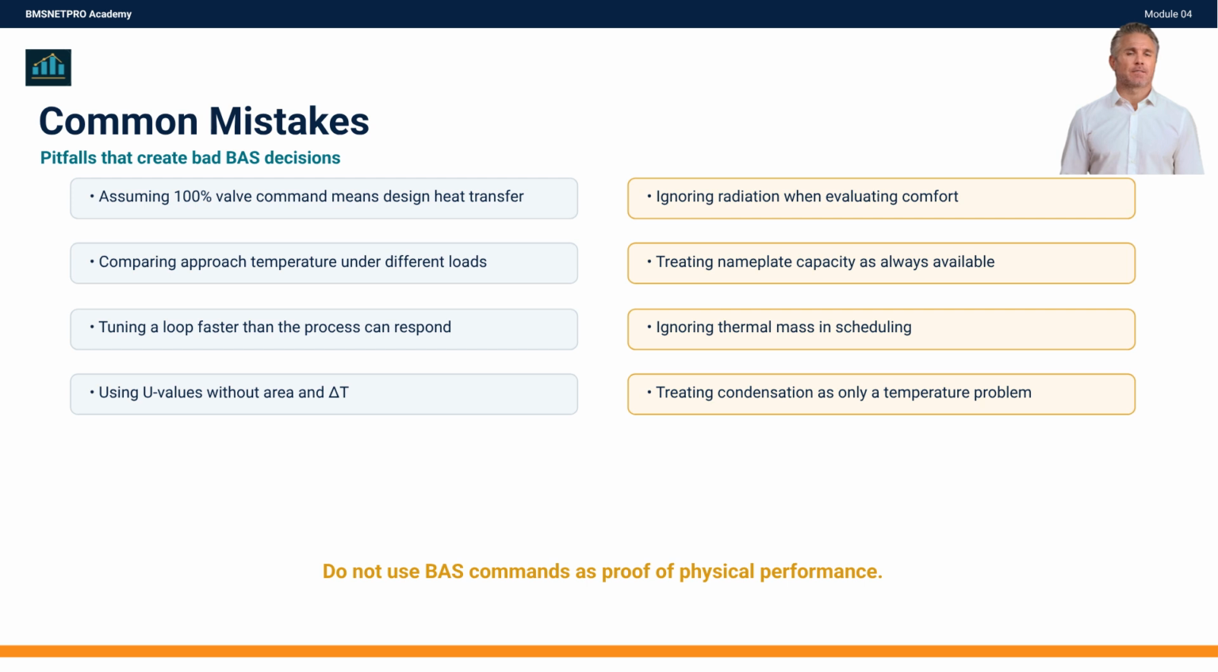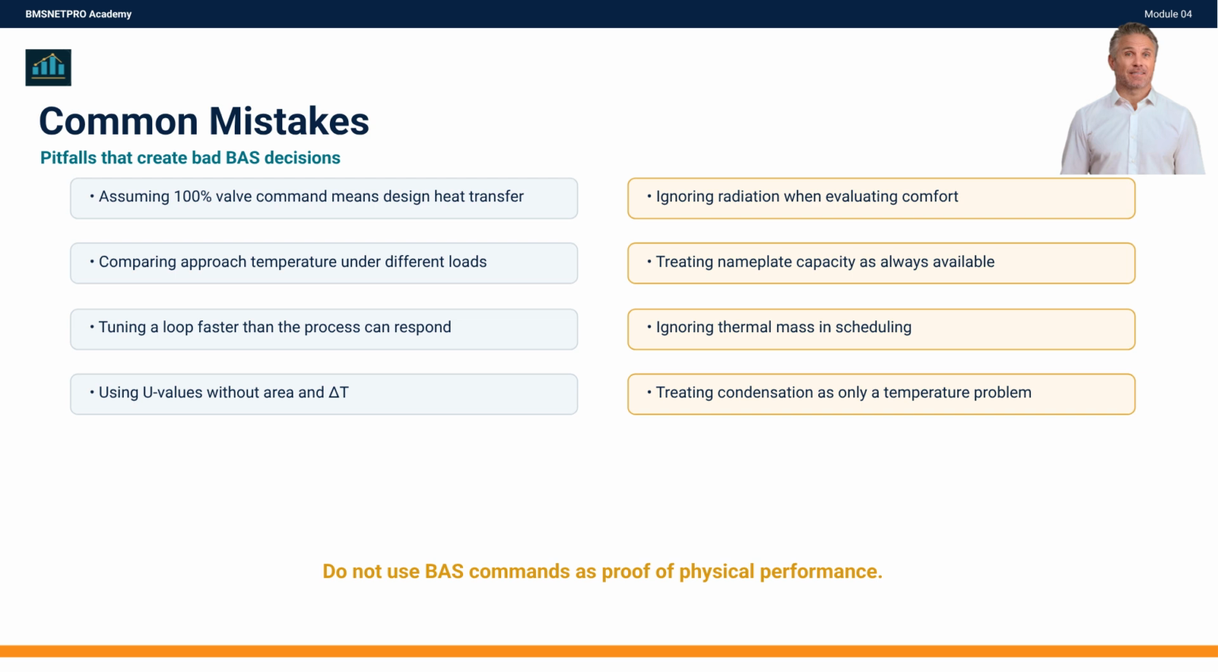These common mistakes all come from the same habit, treating a displayed value or command as proof of physical performance. A 100% valve command is not proof of design heat transfer. Nameplate capacity is not proof of available capacity under current conditions. A stable air temperature is not proof that radiation or humidity are acceptable. A trend comparison is not meaningful if the loads are different.